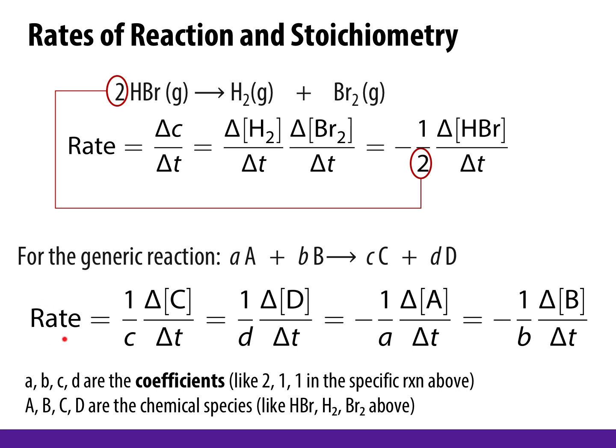The overall reaction rate is defined as we take 1 over the coefficient times the change in that substance over change in time. And we apply a negative sign if it's a reactant. Because the change in concentration over change in time for reactants is negative, we use a negative here so we get that same positive overall rate no matter which substance we're thinking about.